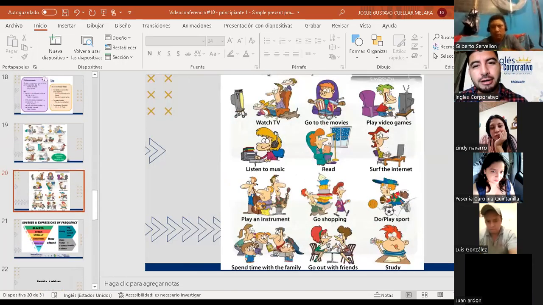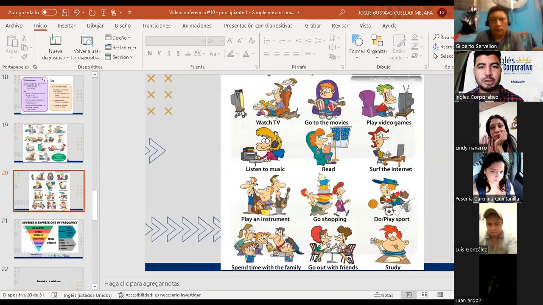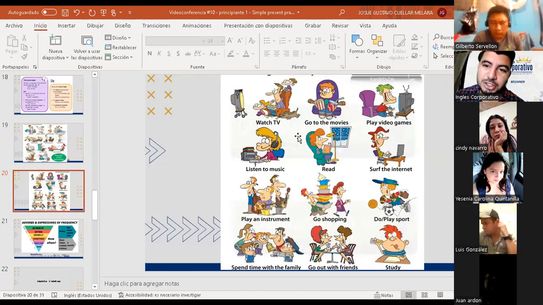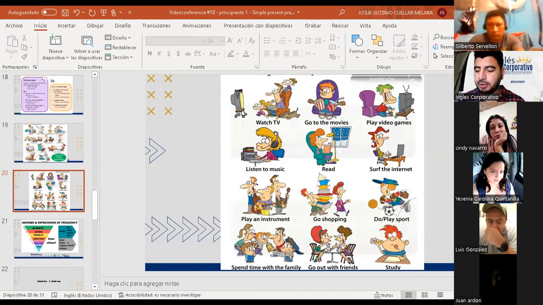But these are free time activities or hobbies. Estas son las actividades de tiempo libre o los hobbies, okay? Watch TV, go to the movies, listen to music, read, surf the internet, go shopping, play instrument, blah, blah, blah. You already know, or play sport.